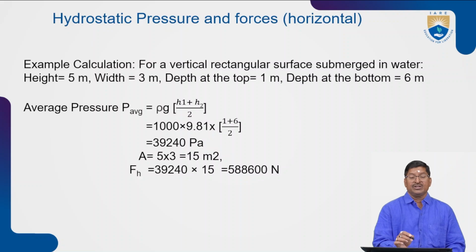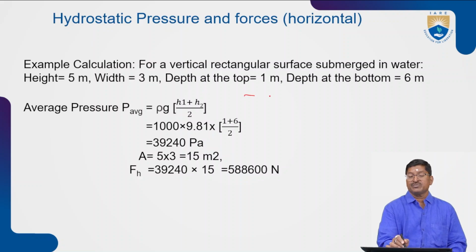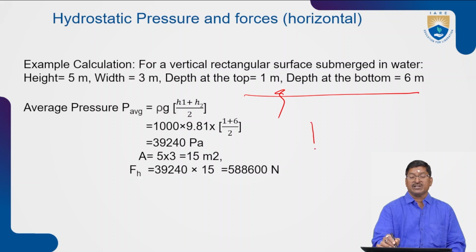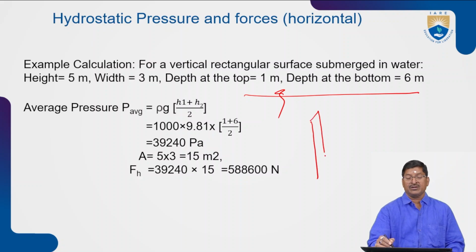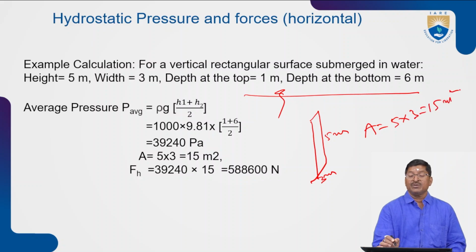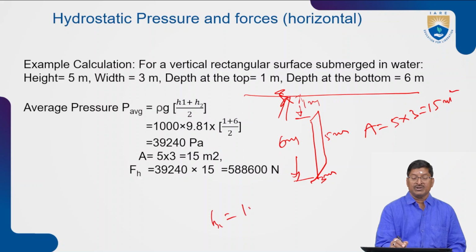Let us see an example. For a vertical rectangular surface, that means if water is there and the vertical surface is submerged, the height is 5 meters and the width is 3 meters. Then what is the area of this surface? It is 5 into 3, which is equal to 15 meters square. The depth at the bottom is 6 meters, this point is 6 meters from the top surface. Similarly, the depth at the top is 1 meter, so here H1 is equal to 1 meter.